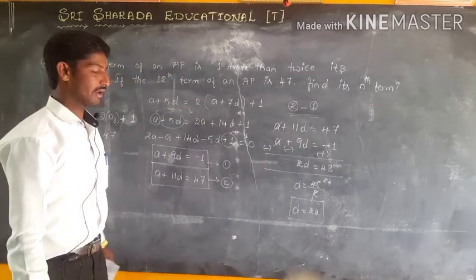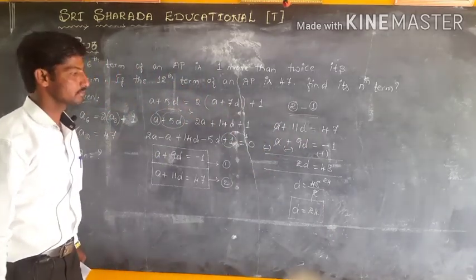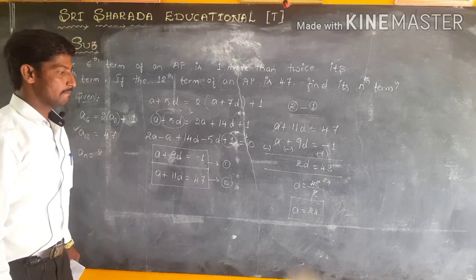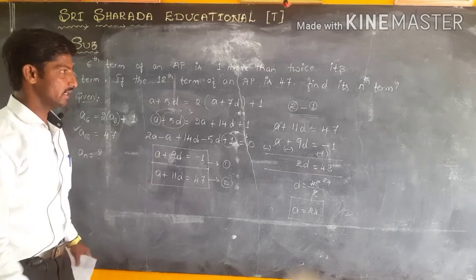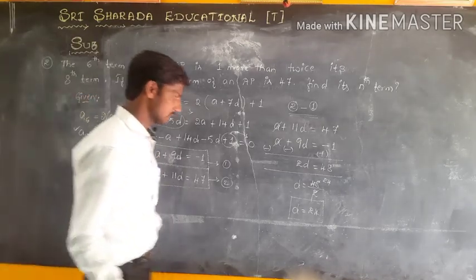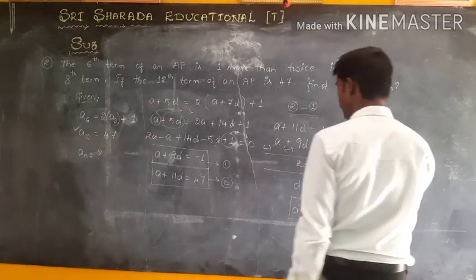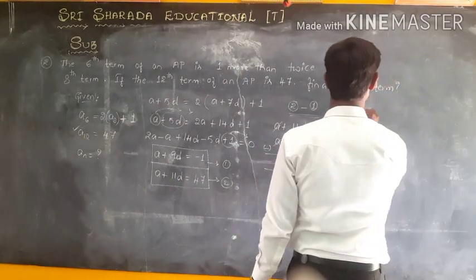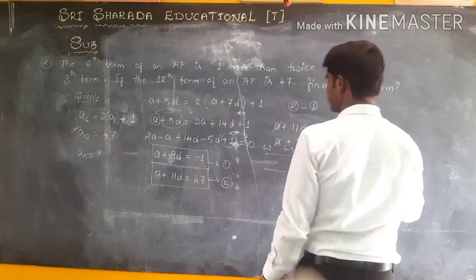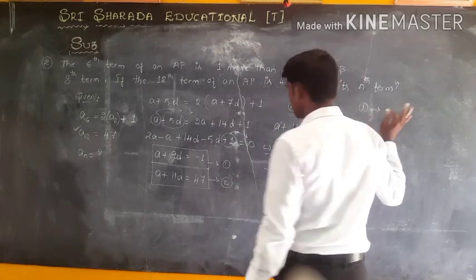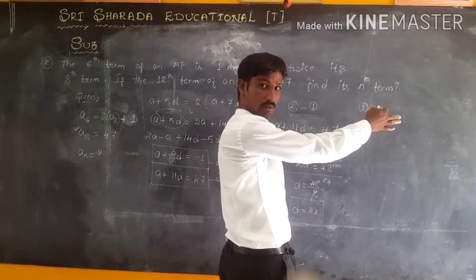Still we need to find the value of A. So we have just found the value of D. Now just substitute the D value in any one equation. I will go for equation number 1.